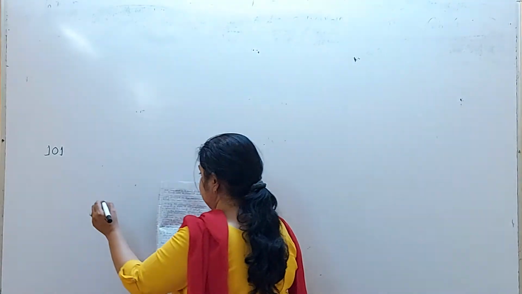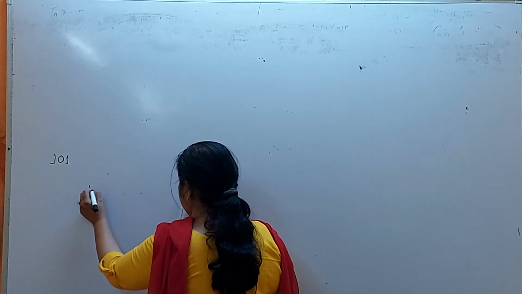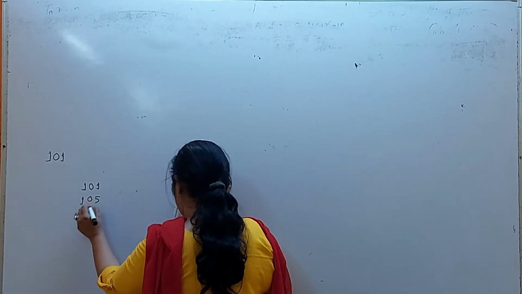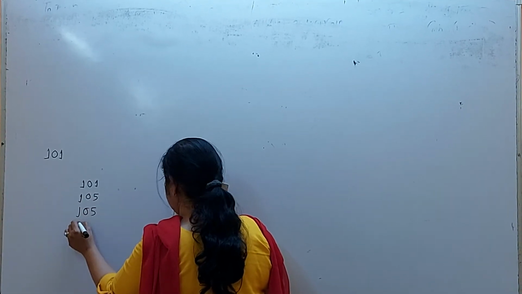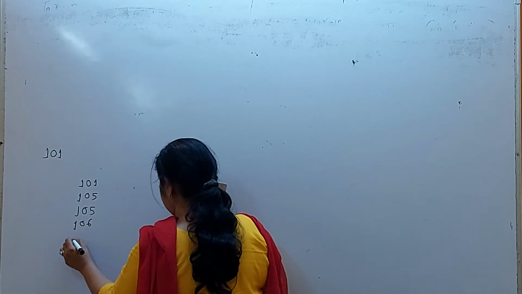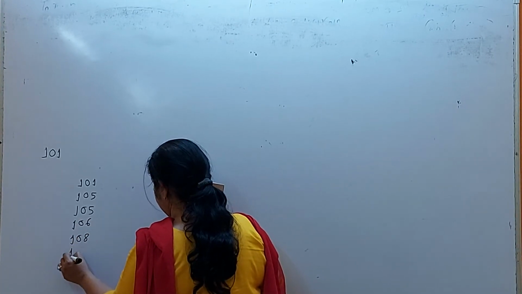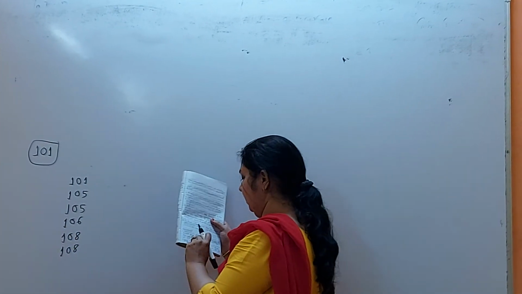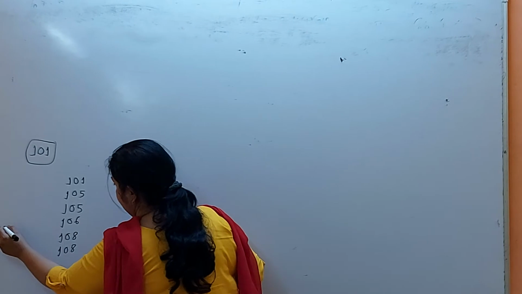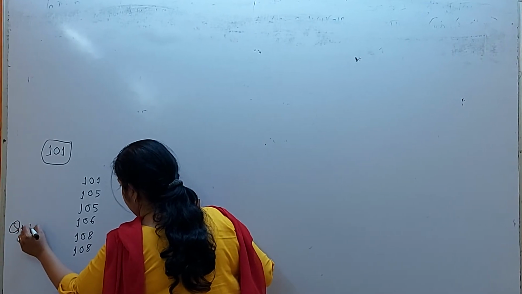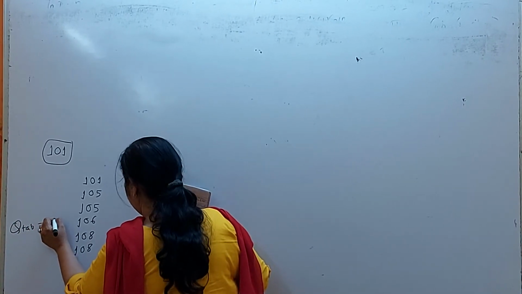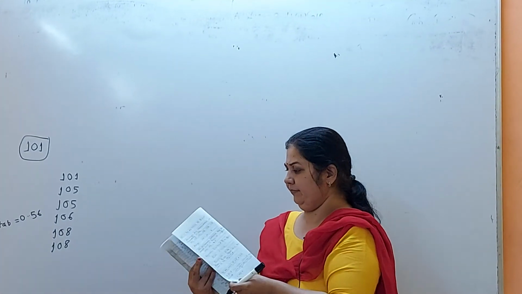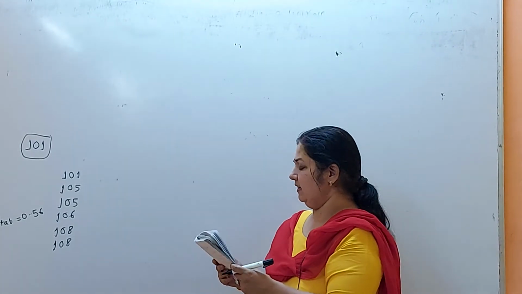Now the data is this way: 101, then you have 105 two times, then 106 once and 108 twice. Our doubtful value is 101. Q tabulated is given as 0.56.